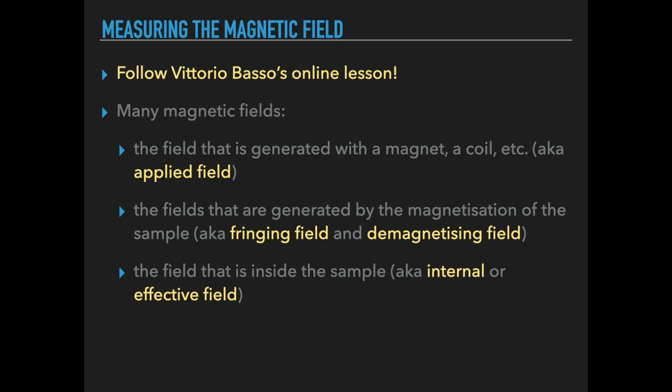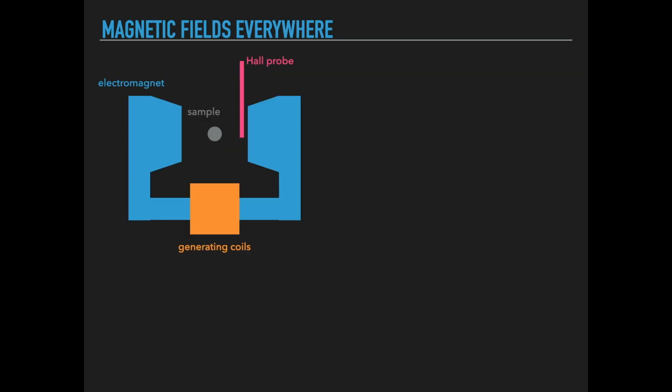One is the field that you apply with a magnet, a coil, or whatever, and that is used in your application. Then there are the magnetic fields that are generated by the magnetization of the sample. These are sometimes called the fringing fields, and also demagnetizing fields depending on the condition. And then there is the field that is inside the sample, that is called internal or effective field, that is a combination of the other fields. Let's now have a look at the different magnetic fields.